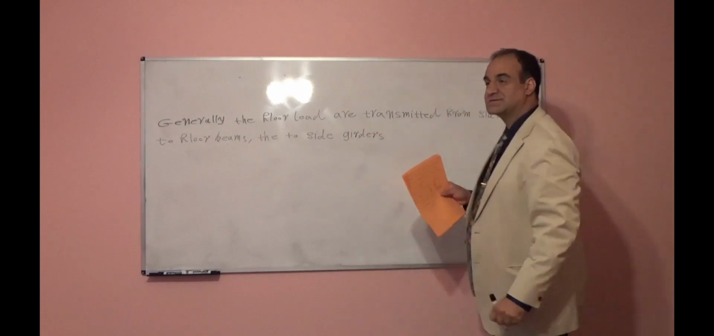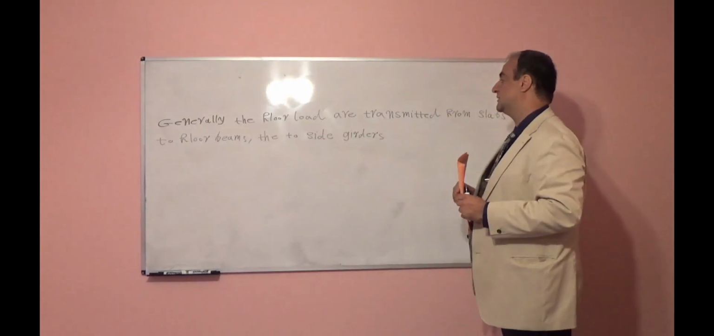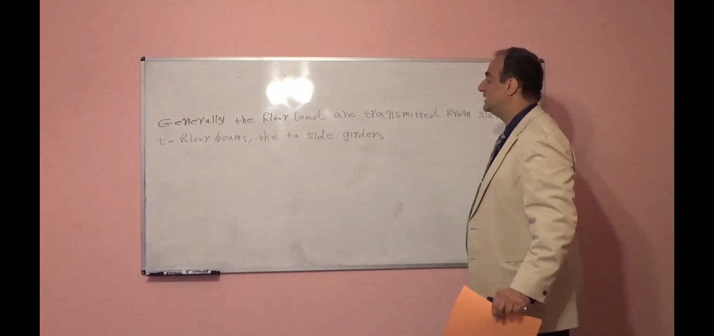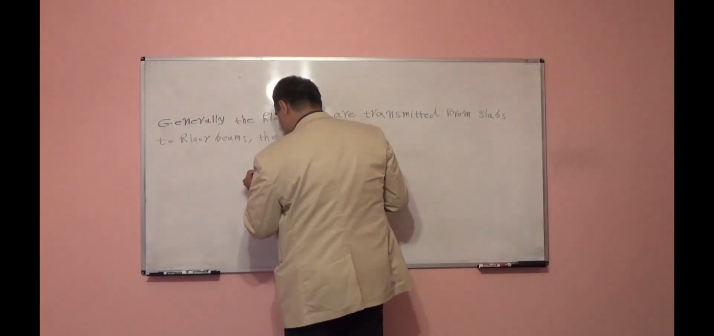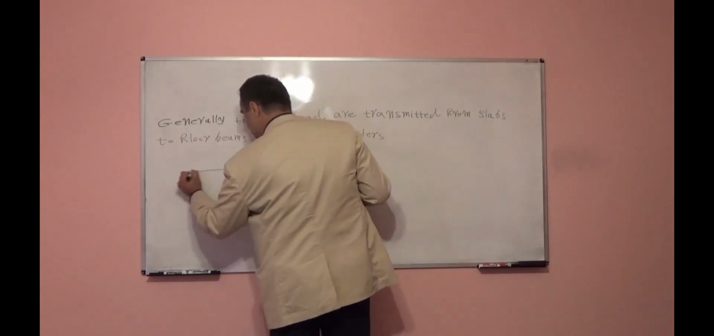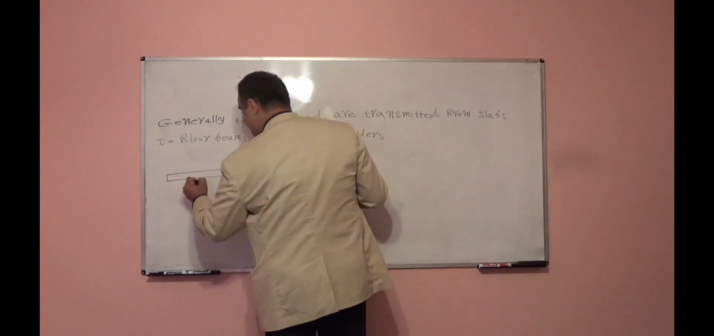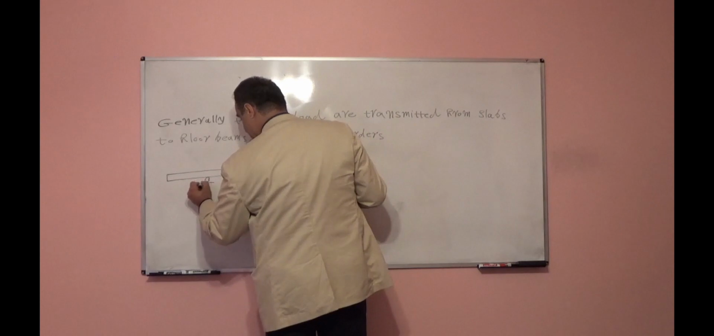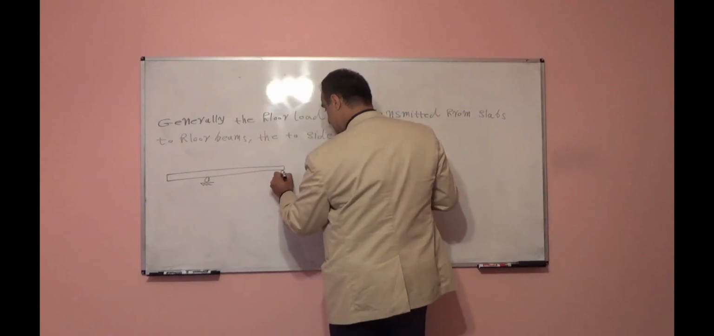In most cases we have a slab, we have joists or small beams, then we have girders. So if I show it in two dimensions, it will be something like this. This is the main girder. For example, we have a roller support here, and here one hinge support.